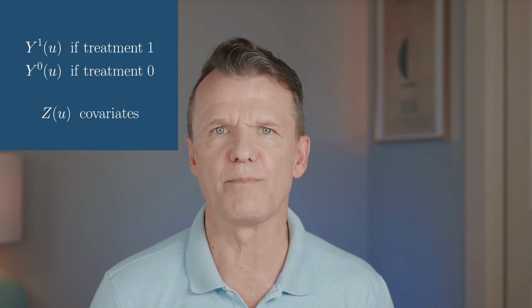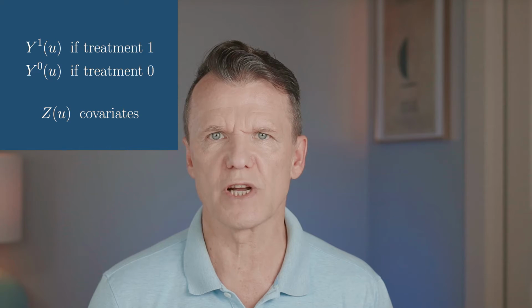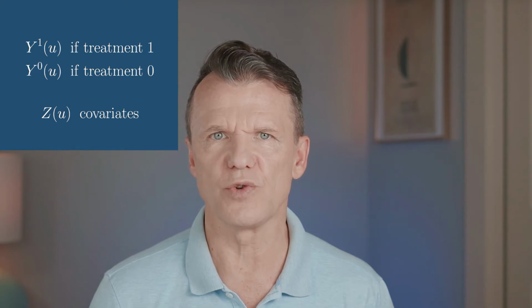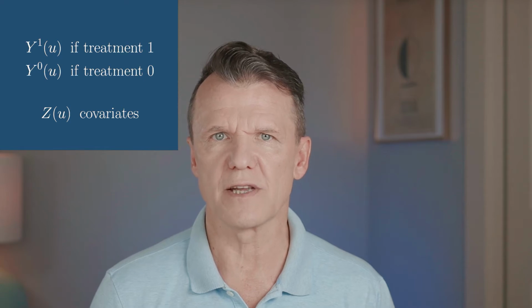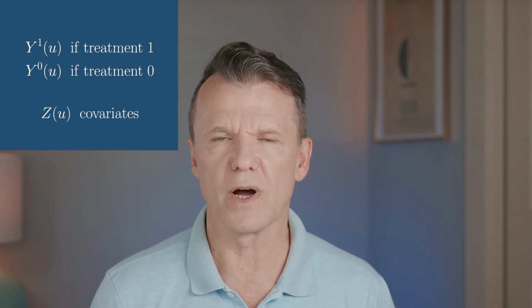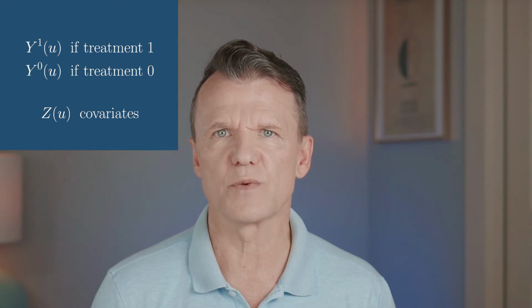Now let's consider the binary treatment case. There are two potential outcomes for each individual unit U. Y0 of U if a unit doesn't get treatment, and Y1 of U if it's treated. Each unit comes with the set of covariates ZU.